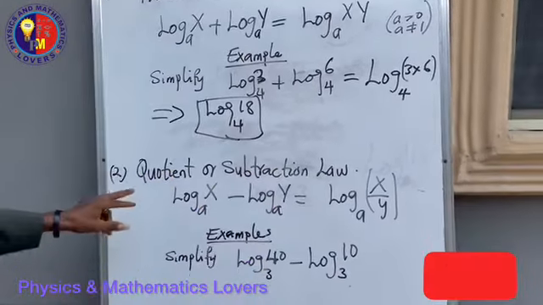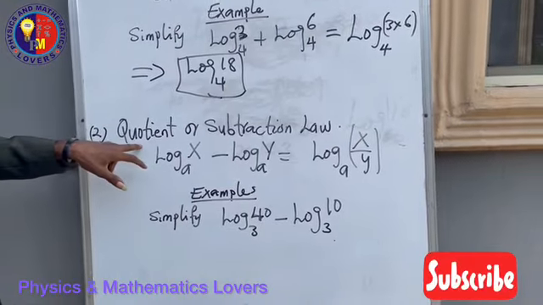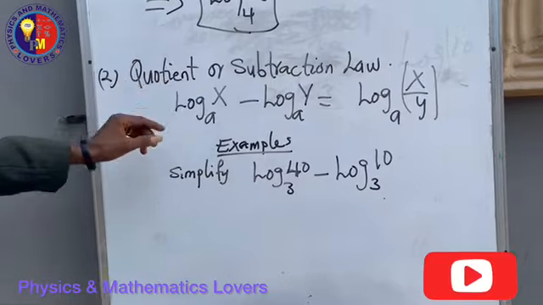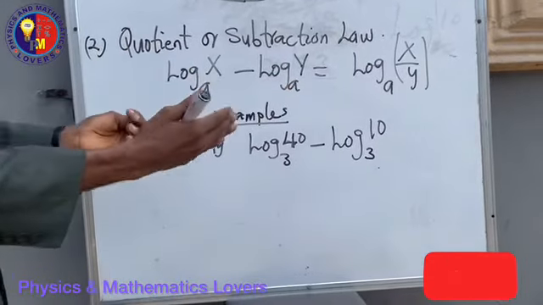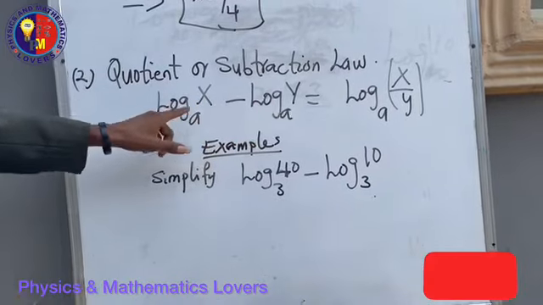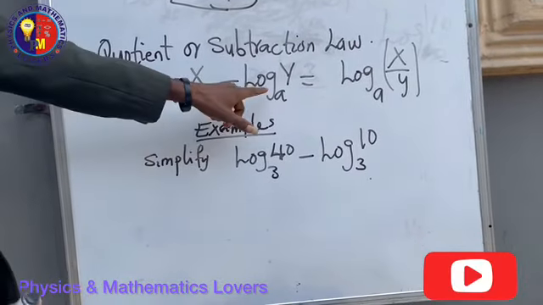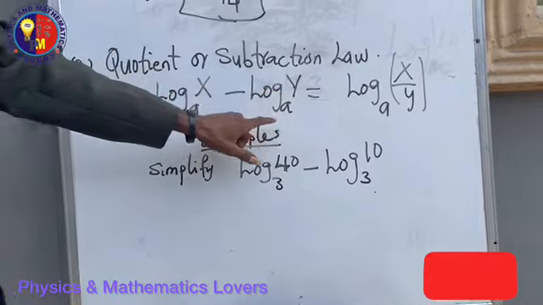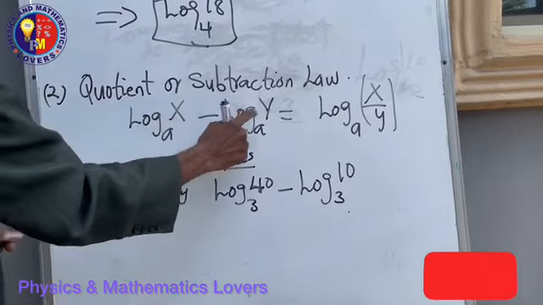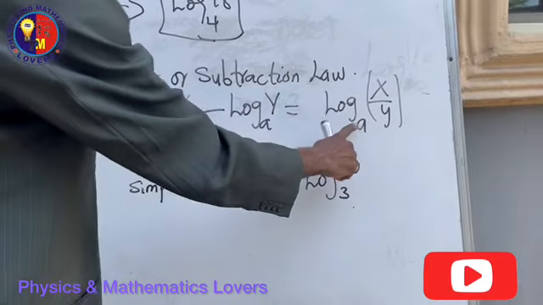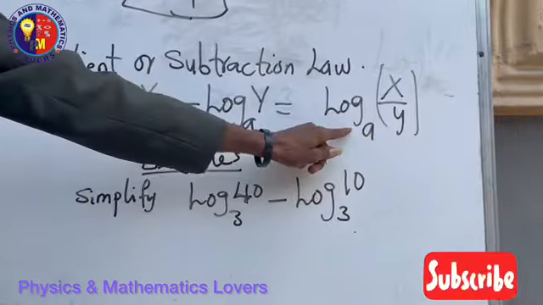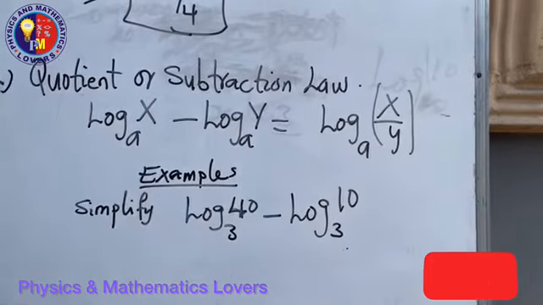Now let's move to the second law. It's called the quotient or subtraction law. The quotient there means that at the end of the day we are going to divide. The subtraction law there is because of this subtraction that is between the two numbers. Log x to base A minus log y to base A. At the end of the day, we are going to divide this first one here by this y, like this. It will become log x over y to the base A. That is the common base.